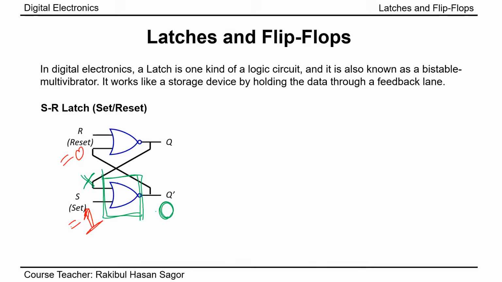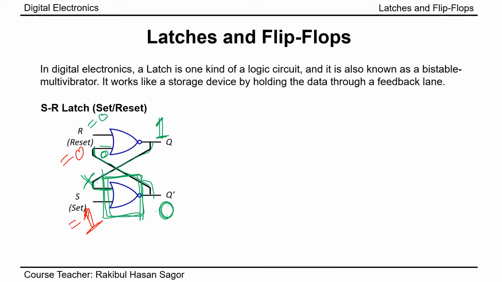As one of the inputs of the NOR gate is 1, the output of this NOR gate will be 0. This 0 appears as the second input here. As I have already taken R equal to 0 and this input is also 0, these 0 and 0 combinedly give me the output equal to 1. So I am getting this output 1 here. This 1 output will be available at the input side of the first NOR gate, in the downward direction.